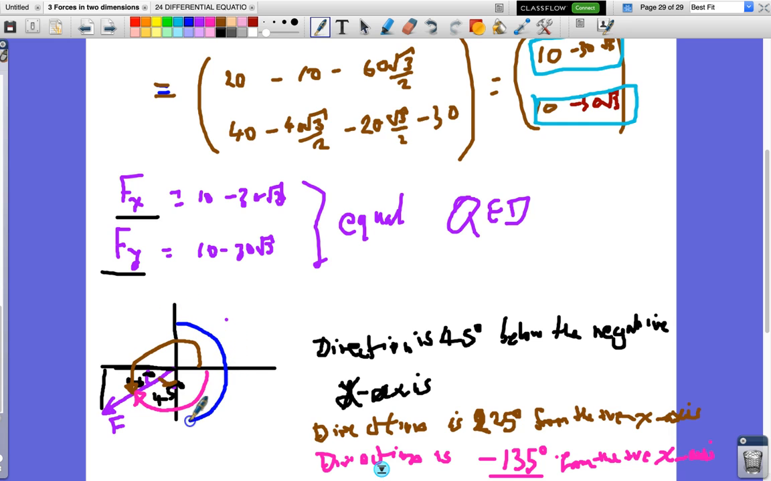They can tell you that the direction is a bearing, at a bearing of what is this angle? 225 degrees. 225 degrees bearing. Remember, when we use the word bearing, we are measuring the angle from the positive y-axis. Okay?